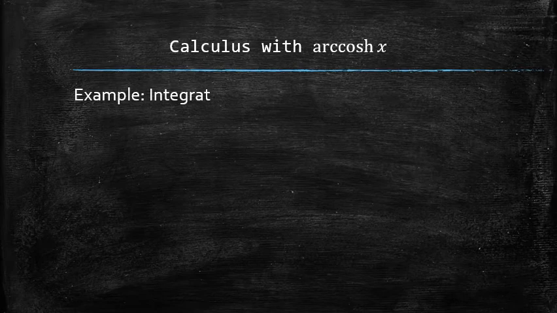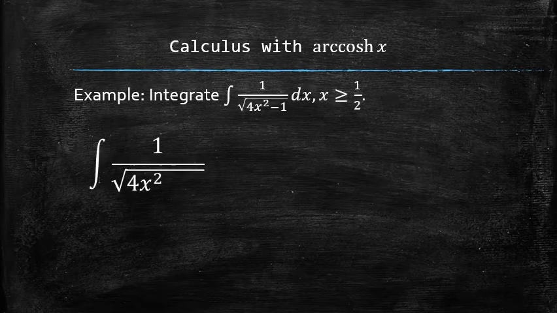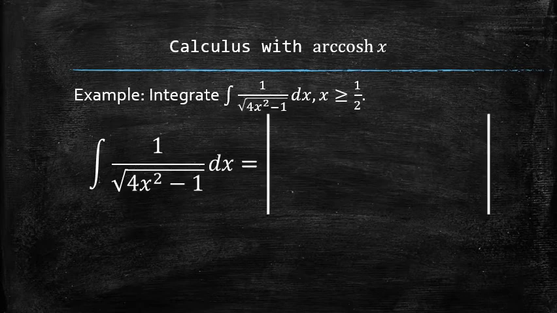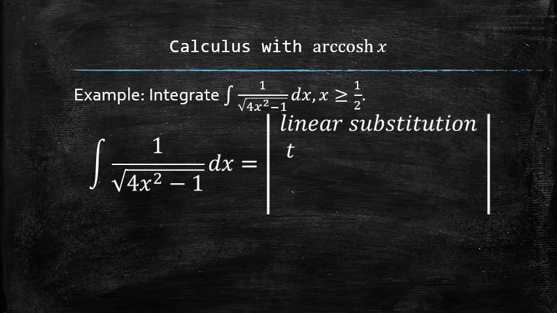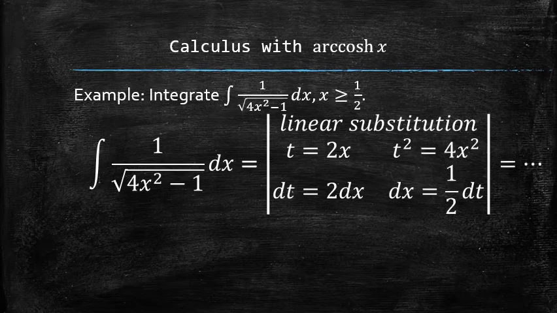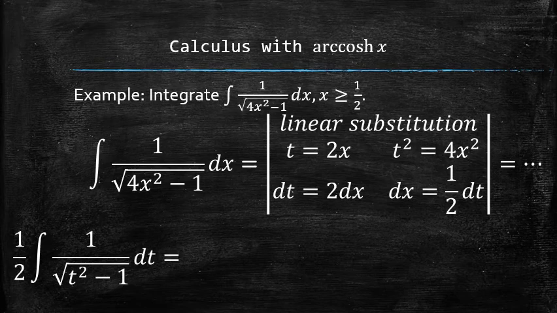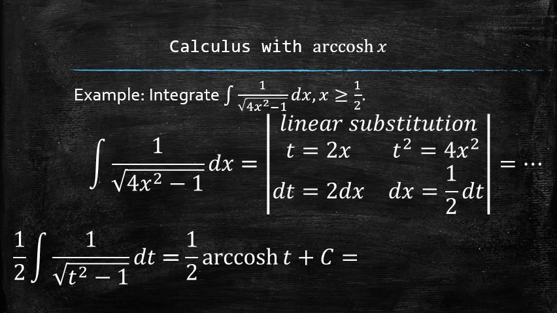Let's do another example, this time of a linear substitution. We set up the linear substitution by setting t equal to 2x and finding the differential of t and expressing dx in terms of dt. As a result, we have a simple indefinite integral in terms of t. We continue with the integration process by finding the antiderivative and replacing t with the original function.